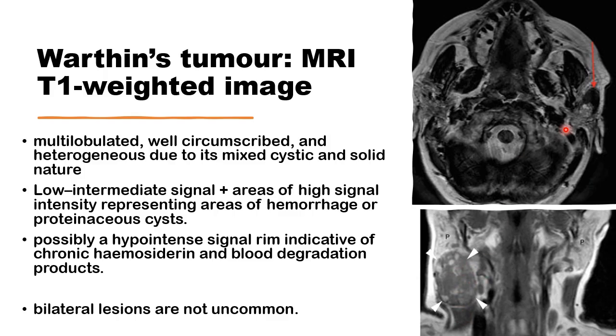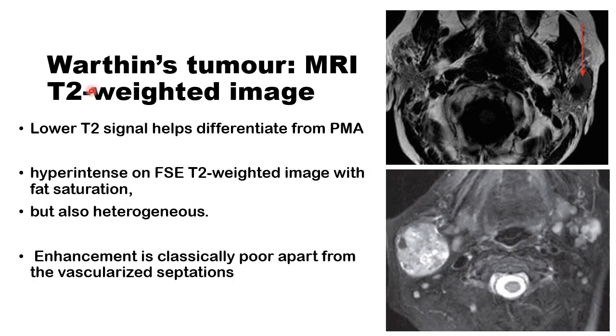The hypointense area can also form a rim around the tumor and is indicative of chronic hemosiderin and blood degradation products. If a lesion is found bilaterally or if it is multifocal, this will also add more weight to establishing the diagnosis. The T2 weighted MRI image is helpful in differentiating a Wharton's tumor from a pleomorphic adenoma. The signal in the Wharton's tumor is lower than the signal in the pleomorphic adenoma in the T2 weighted images.